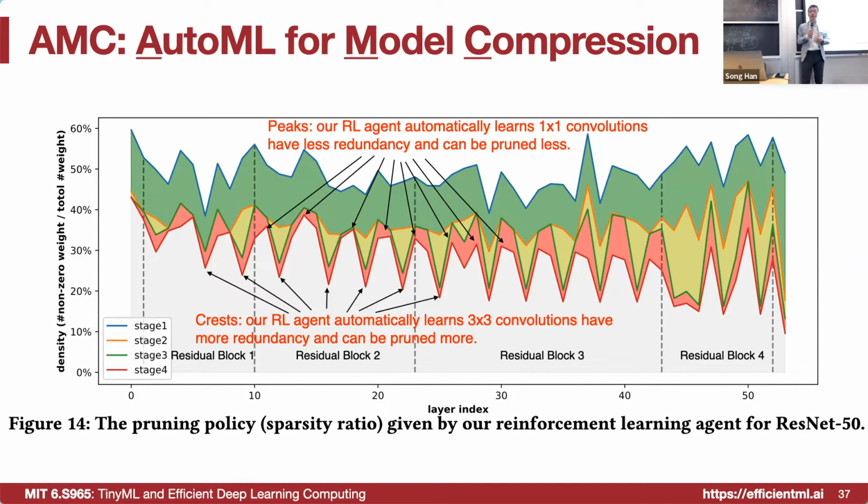Because 3x3 of course has a larger kernel size, you have more redundancy. But we never taught the agent such rules. Through trial and error, it automatically found that we should prune more for those 3x3 convolutions and prune less for those 1x1 convolutions, which is quite interesting.